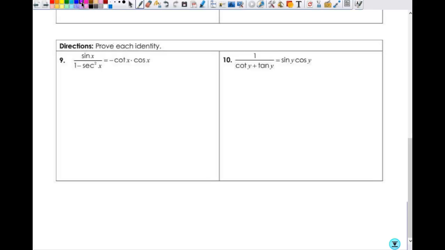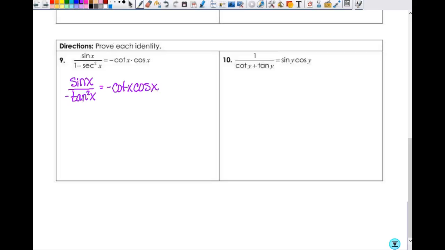It definitely looks a little bit more complicated there. So I don't like it when the denominator has more than one term, so if we can fix that, that would be great. So we have a Pythagorean identity that is tangent squared plus 1 equals secant squared. So if I do 1 minus secant squared, that's going to end up being a negative tangent squared. So this is sine of x over negative tangent squared x equals negative cotangent x times cosine x. Remember, you have to rewrite the whole thing every single time.